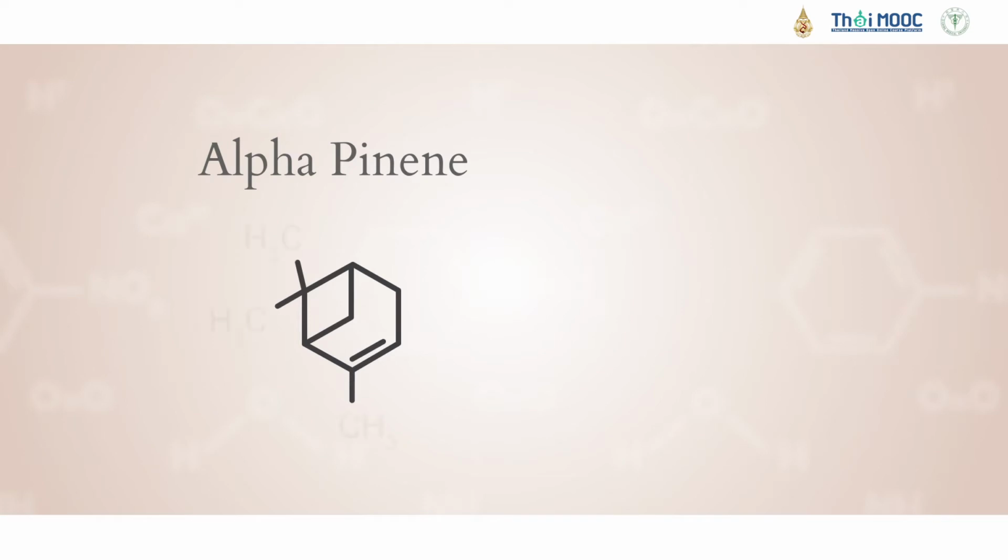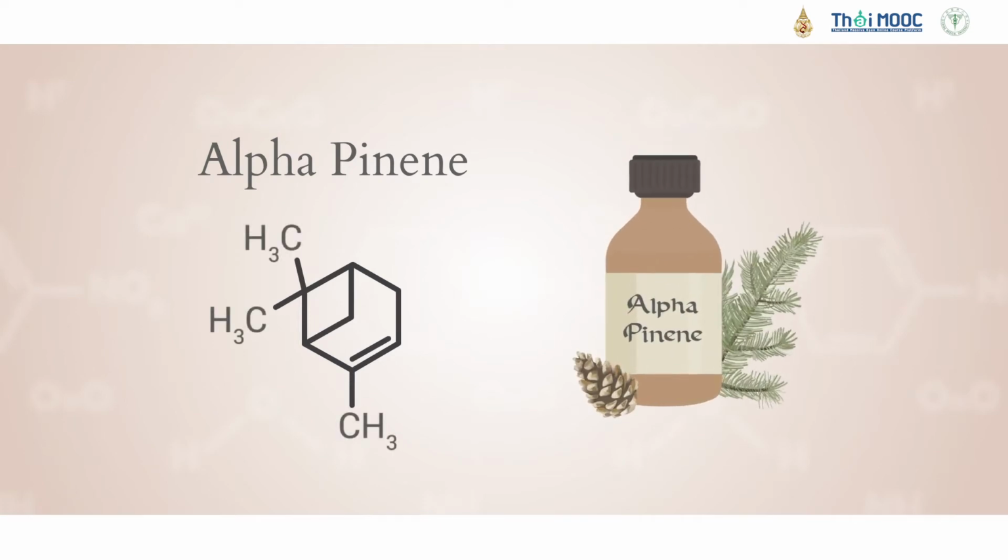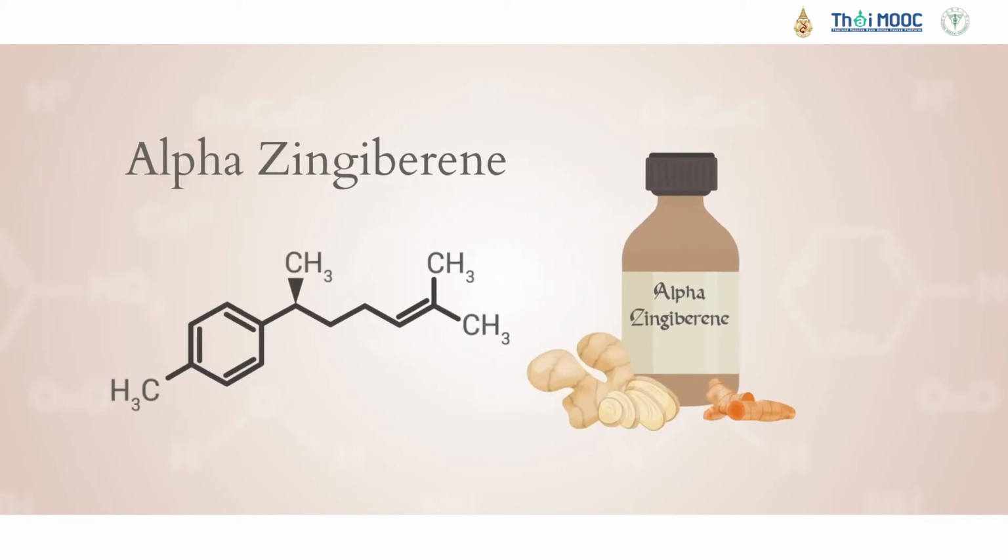Alpha-pinene is also found in turpentine. Alpha-zingiberene is also found in ginger and turmeric. It is very well known for its antioxidative properties.